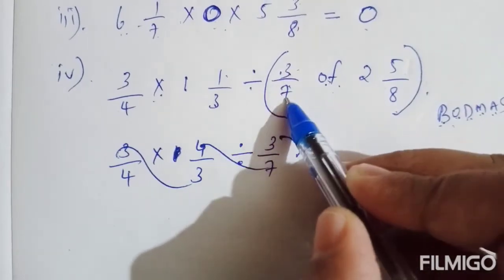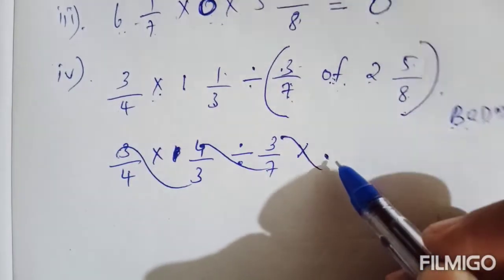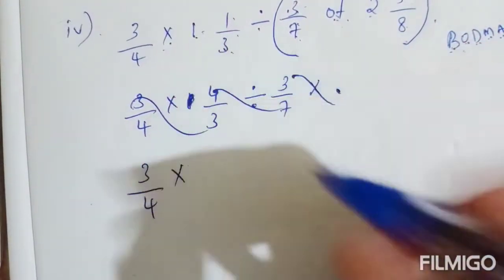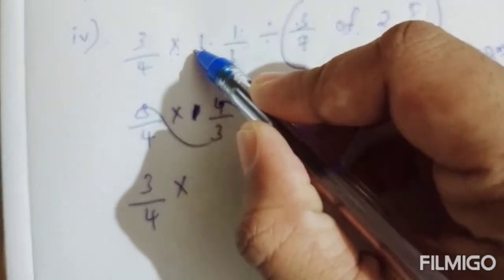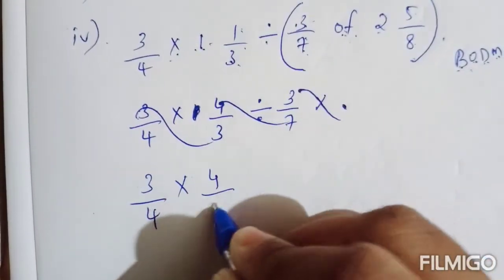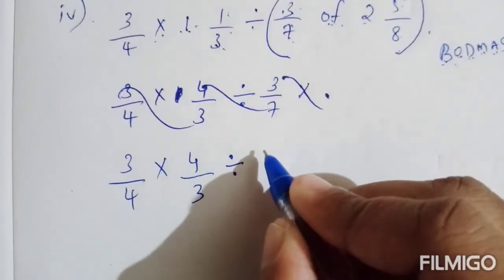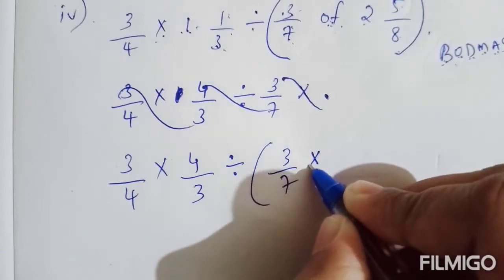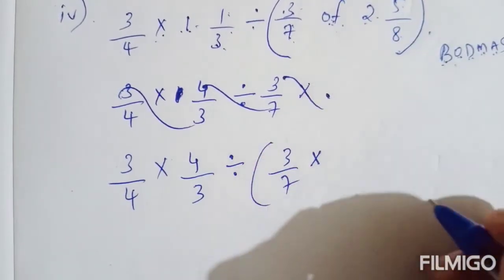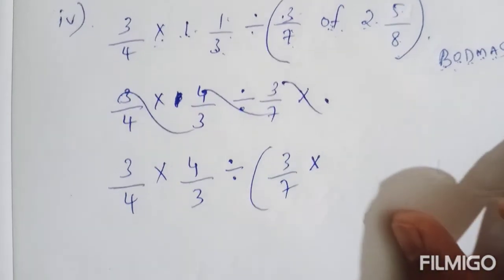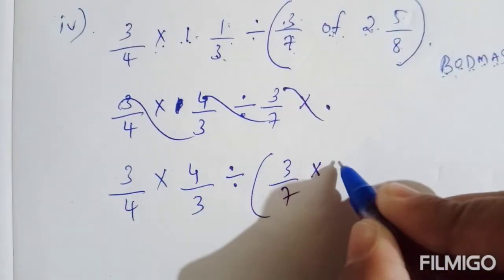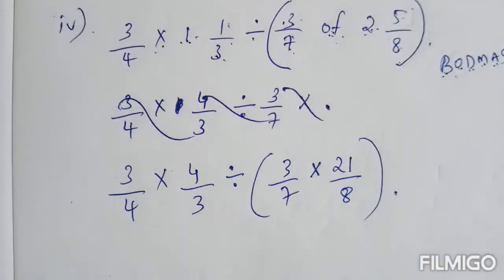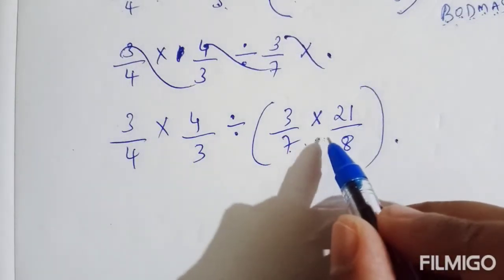First you have to find 3/7 of 2 5/8. 3/4 into 1 1/3, you can convert that to an improper fraction. 3 into 1 is 3, 3 plus 1 is 4, so 4/3 divided by 3/7 of. Of means it is multiplication only. 2 5/8 on converting to an improper fraction, what will you get? 8 into 2 is 16, 16 plus 5 is 21, so 21/8. First we have to find this.